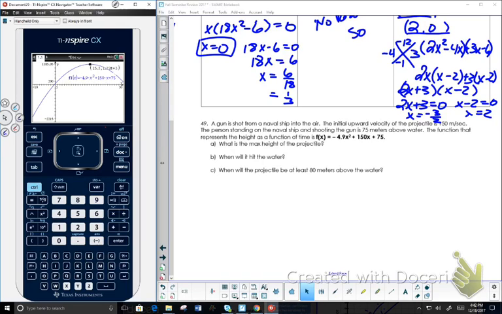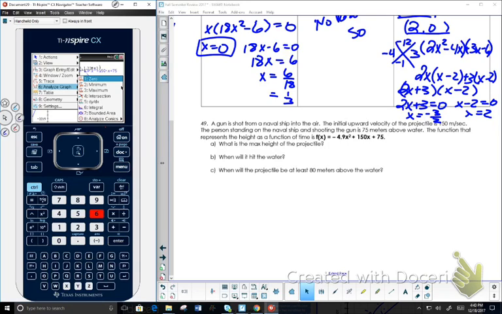You're not going to get anything like that, so we'll just let that one go for now. When will it hit the water? You're talking about this value over here, so to find that, I need to put 50 in. Now I can say menu, analyze graph, 0. I'm going to get to the left of it, get to the right of it, and it tells me at 31.1. So that's when it's going to hit the water.